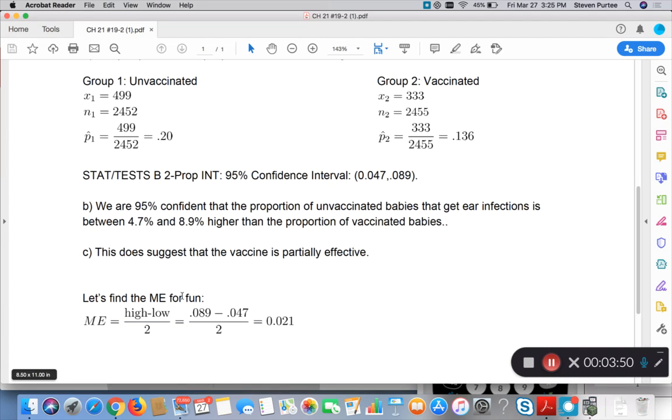So our margin of error, just for fun, let's find that. That's always high minus low divided by 2. So if we do that, we get a margin of error about 2%. So the observed difference was about 6.5 plus about 2% would get me up to 8.9 and down to 4.5.